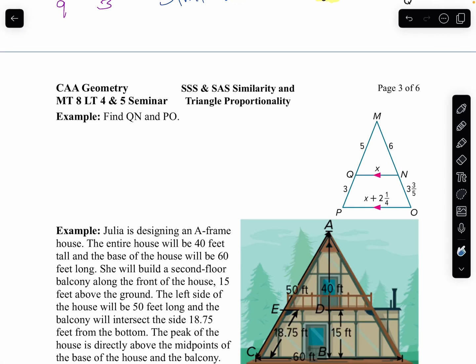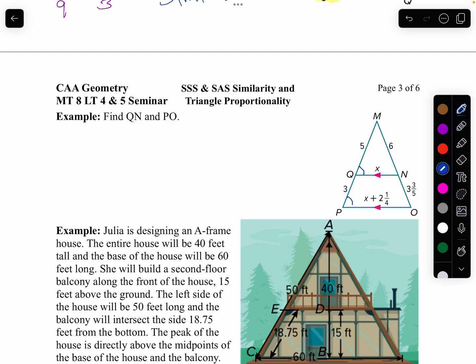In our example here, we want to find QN and PO. But before we do that, remember, we can't set up proportions unless the triangles are similar. And look at that. We have corresponding angles congruent by angle, angle. These triangles are similar. The one thing you've got to be careful of is, like we're doing x and x plus 2 1/4, make sure you're comparing the sides of the triangles.